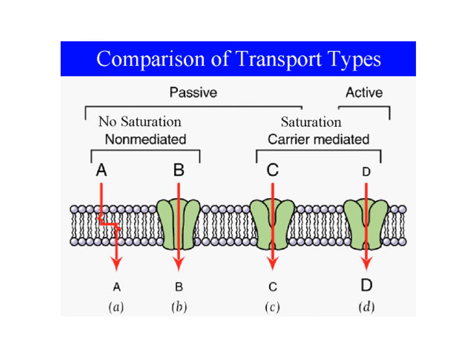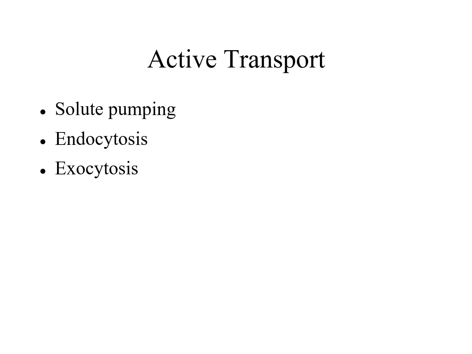We are now going to move into active transport, which uses integral proteins sometimes, but those integral proteins behave as pumps, like you see here, and not as channels. So with active transport, we're going to be dealing with three examples: solute pumping, endocytosis, and exocytosis. All of this information on page 41.